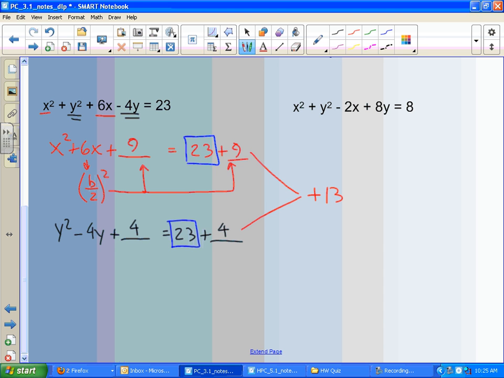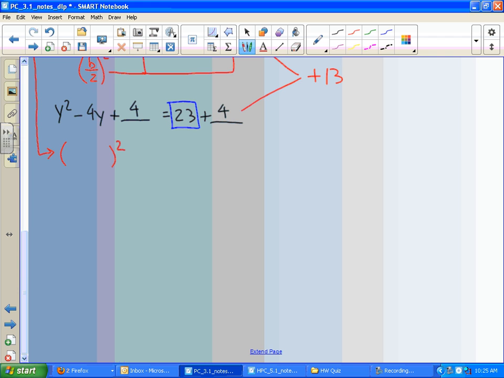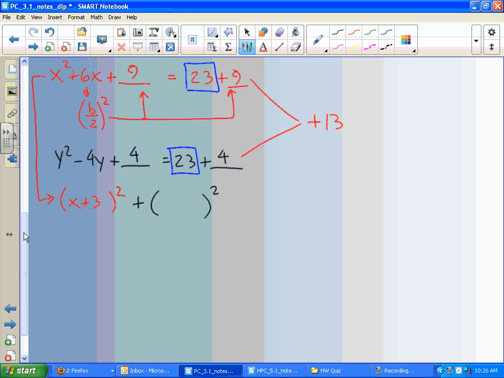And so what would my equation look like? Well, we've now got this. We have the red x terms, which become a binomial squared. What is this going to become if I write it as a binomial square? X plus 3, good. Remember, we just take whatever b over 2 is, and that goes in the second spot. We've got x plus 3. Do the same thing with my y's. The binomial square form of y squared minus 4y plus 4 becomes y minus 2. All right? And then that's going to equal our 23 plus our 13.